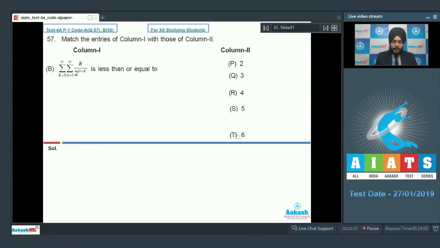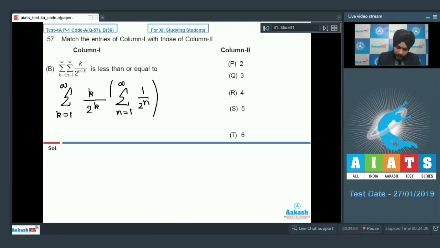Let us move on to B part. B part, the double summation of sigma k from 1 to infinity, sigma n from 1 to infinity, k upon 2 raised to power n plus k is less than or equal to. The inside sigma is on n, so k can be taken outside. So this can be written as sigma k from 1 to infinity, k upon 2 power k, sigma n from 1 to infinity, 1 upon 2 power n. So this is inside the brackets. Okay. Now students, sigma n from 1 to infinity, 1 upon 2 power n is an infinite GP with first term half, common ratio half. So answer is (1 by 2) upon (1 minus 1 by 2), that is equal to 1.